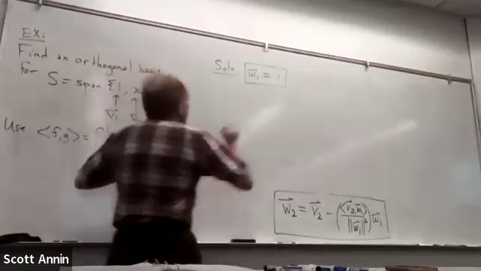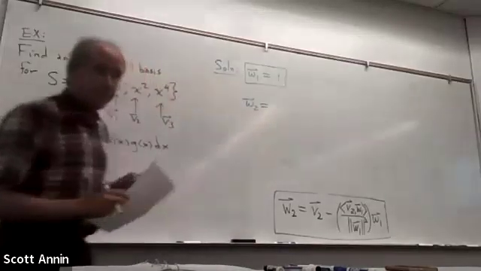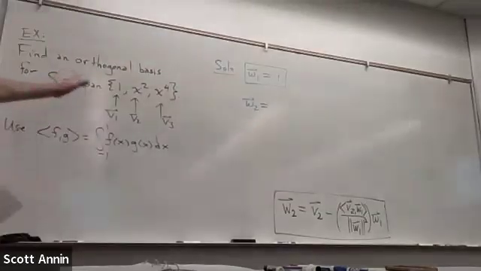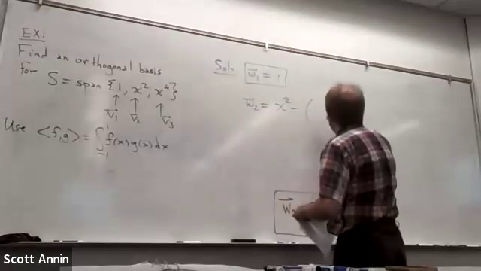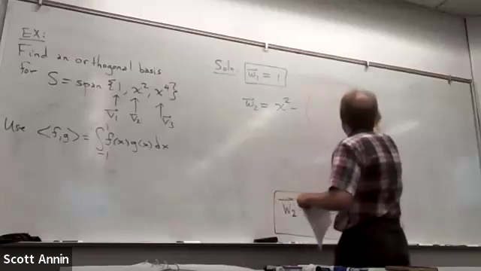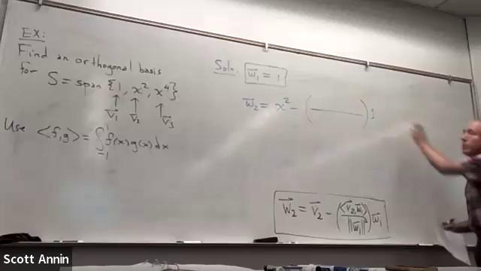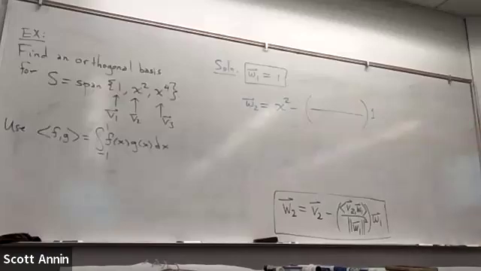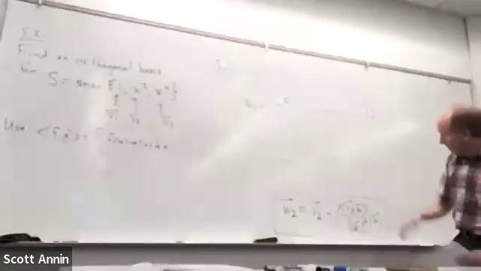Okay, so now I'm going to work on W2. For W2, I have to take V2, which is x squared, and I have to subtract. Give yourself plenty of room here, guys. In this parentheses, I'm going to make a fraction, and I have to subtract some multiple of W1. W1 is just 1. Okay, so what goes on the top and on the bottom here?